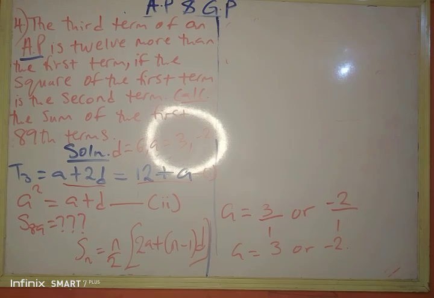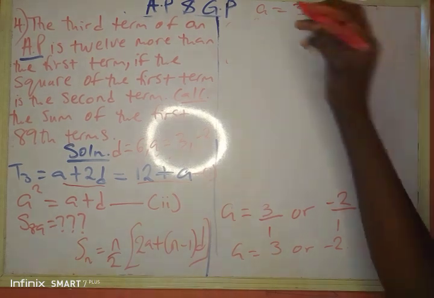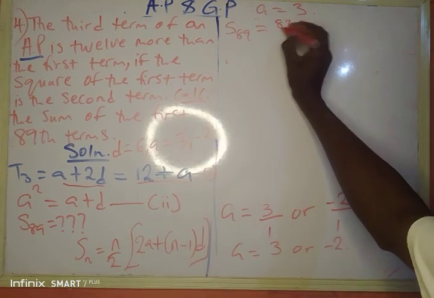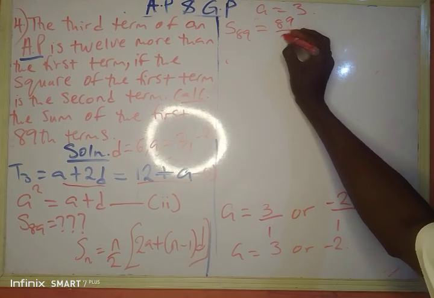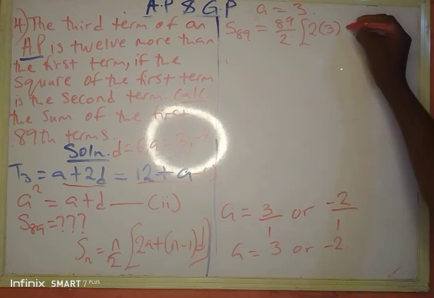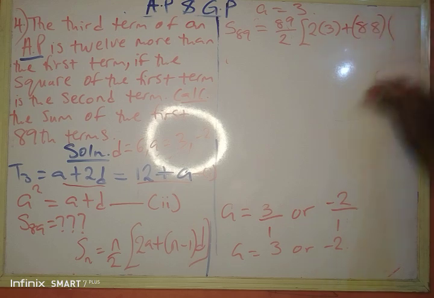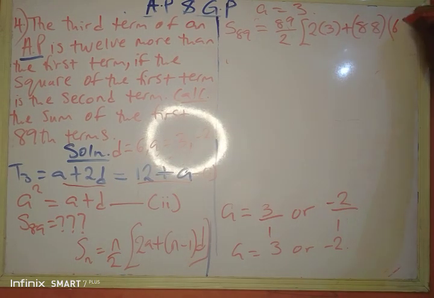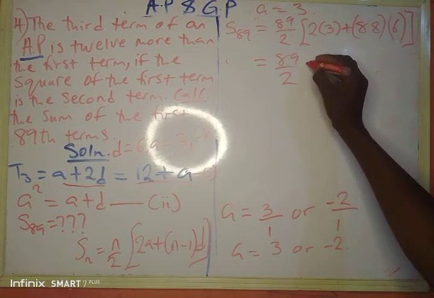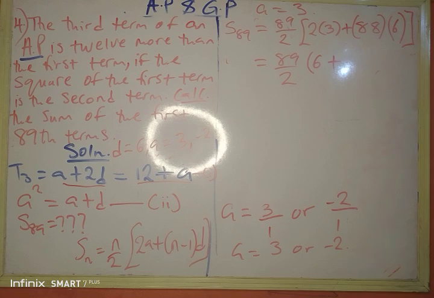So testing the value when A equals 3 first. When A equals 3, I can say that S89 equals 89 divided by 2 into bracket 2 times 3, plus 88 multiplied by my d. My d does not change, it is 6. So 89 divided by 2 into bracket 2 times 3 is 6, plus 88 times 6.